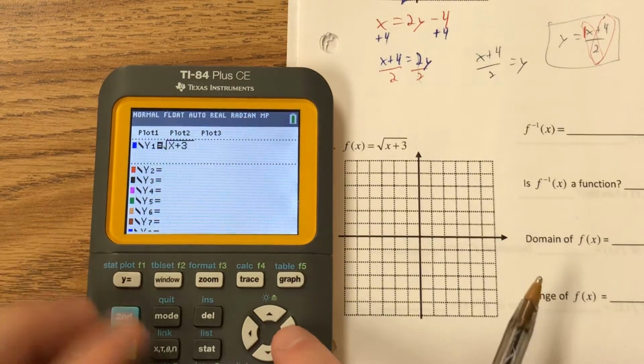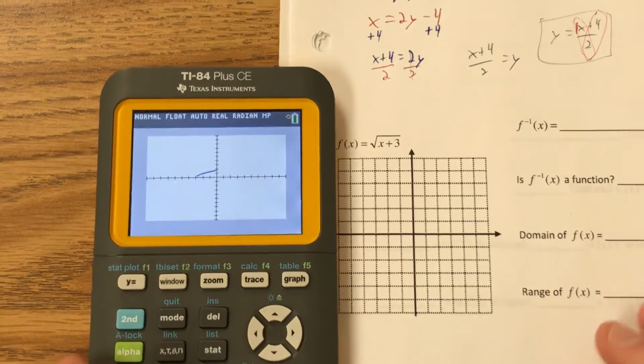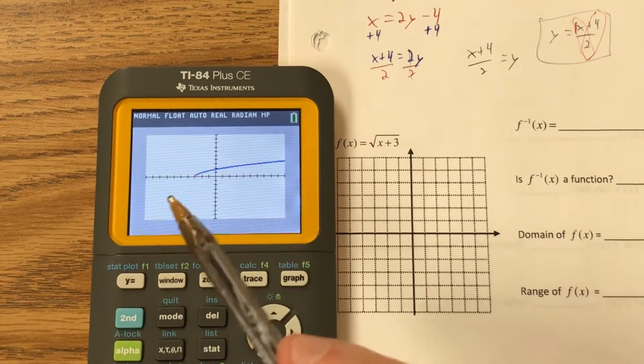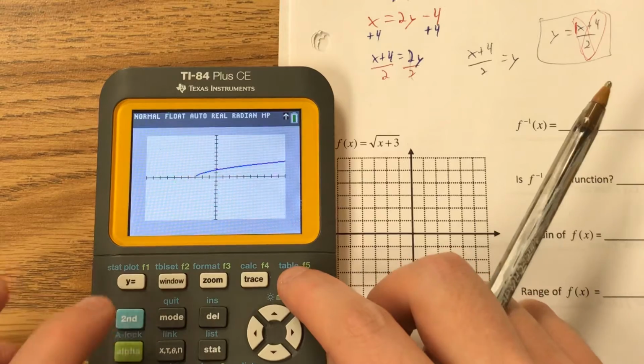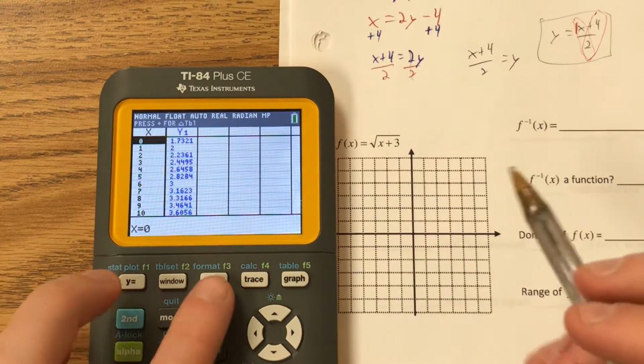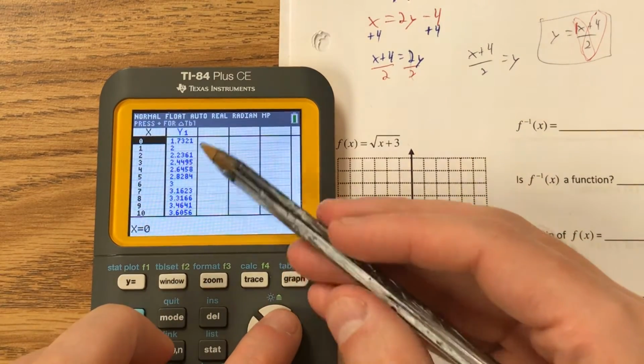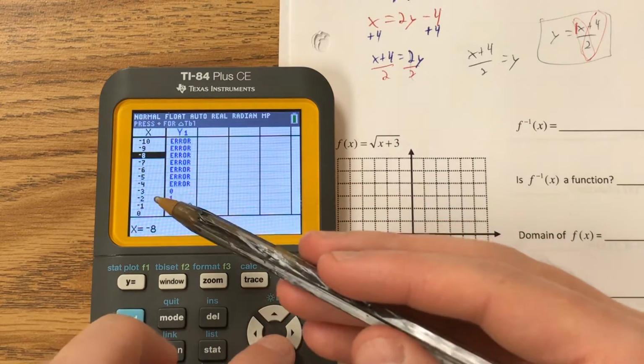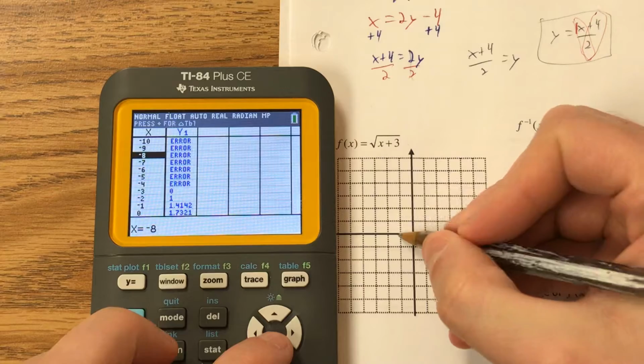x plus 3, and you can look at the graph just to get a feel of what it's supposed to look like. It's this little curve starting a bit on the left, but definitely make sure you are looking at the table to get some actual whole numbers. Don't use these decimals. Why in the world would you use those decimals? Bunch of errors, so let's start with -3, 0.